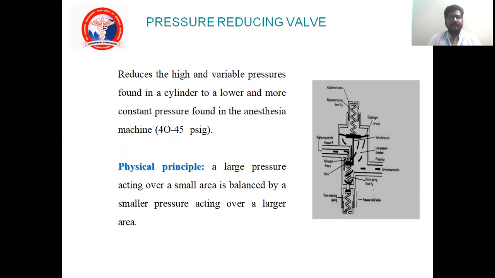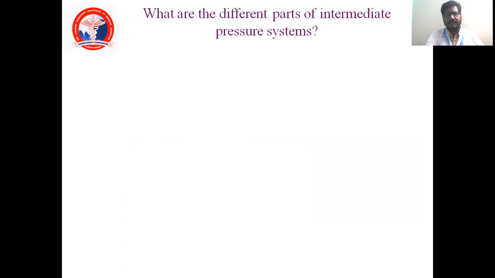What is the physical principle of the pressure reducing valve? A large pressure acting over a small area is balanced by a smaller pressure acting over a larger area. What are the different parts of the intermediate pressure system? Now we have discussed the high pressure system. It consists of cylinders, hanger yoke assembly, pressure relief valve, and Bourdon pressure gauge.